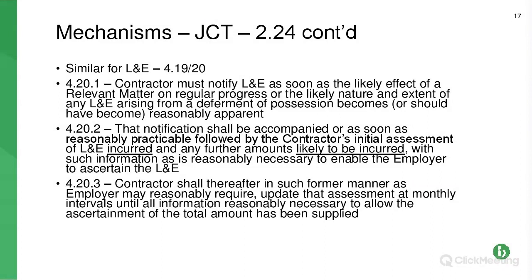This slide is the same, but it's for loss and expense. So remember, you're going to have to double up on your notices, because with JCT, you've got your delay, you've got your extension of time notice, and you've also got your money, your loss and expense notice. Similar basis, clauses and timescales, and then next bullet point, what you need to include in those notices.